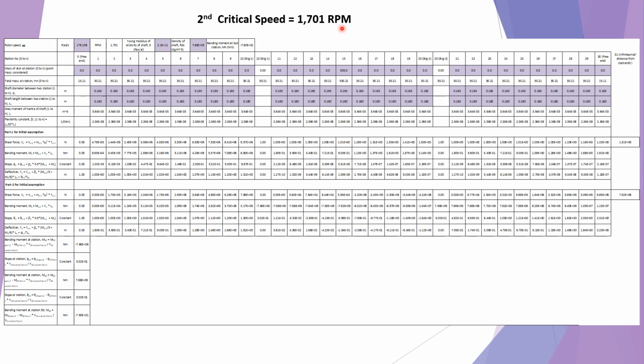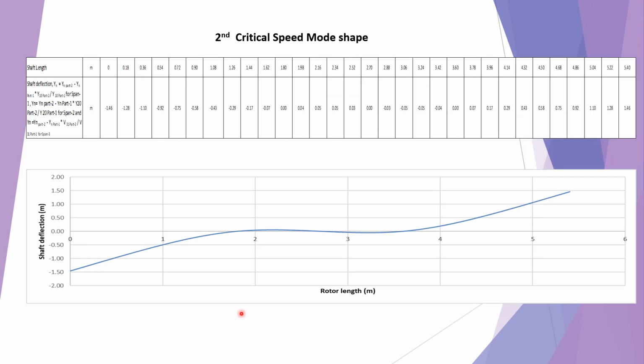Second critical speed is calculated as 1701 RPM. At that corresponding angular velocity, the bending moment at the last station, that is M30, is 0. So this is the critical speed, 1701 RPM. This is the mode shape for the second critical speed. X-axis is the length of the shaft and y-axis is deflection. But this is not the actual deflection, it is a mode shape.